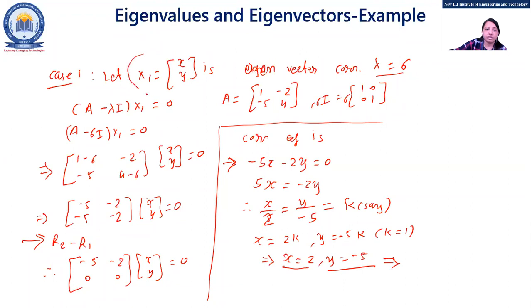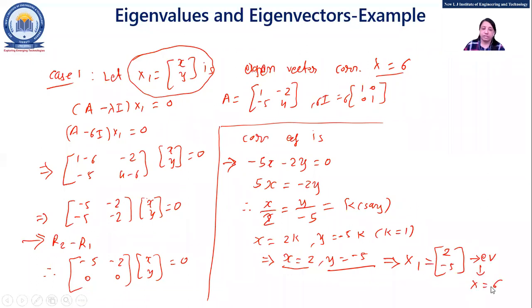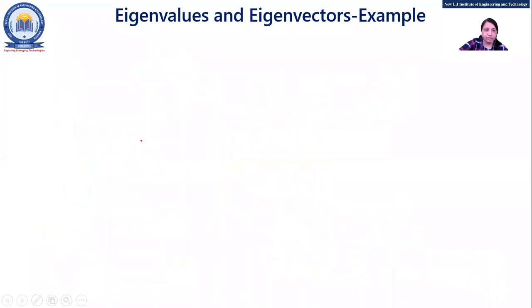So what we have assumed here, x1 equals (x, y). So you can say that your eigenvector x1 is (2, -5), where x is 2 and y is minus 5. So this is the eigenvector corresponding to lambda equal to 6. Clear? You just need to solve this equation. That is the important part. Fine.